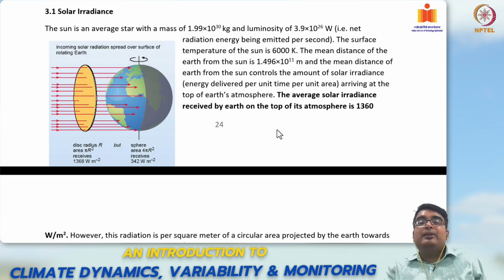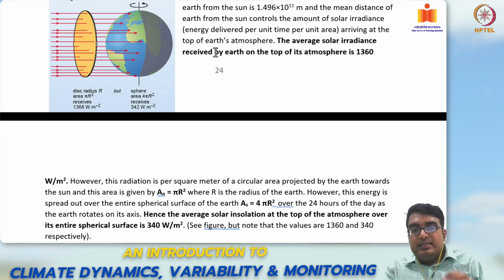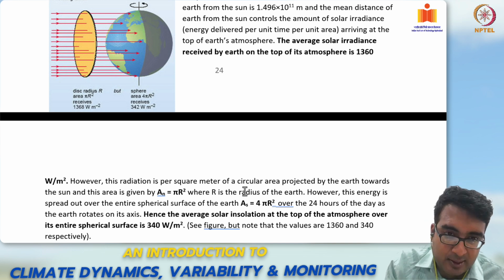Now the average solar irradiance received by Earth at the top of its atmosphere is 1360 watts per meter square. So this cross-section circular projection area is receiving solar energy at the rate of 1360 watts per meter square. However, this energy is basically distributed over this circular area, which is pi r square, where r is the radius of the Earth.